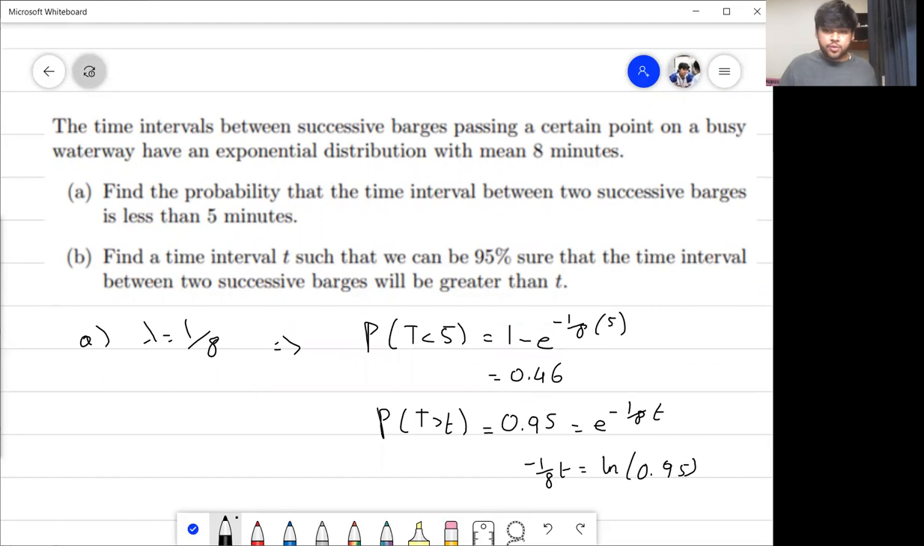So the value of t I'm getting is 0.4103. Are you guys getting this answer? If not, please do let me know.